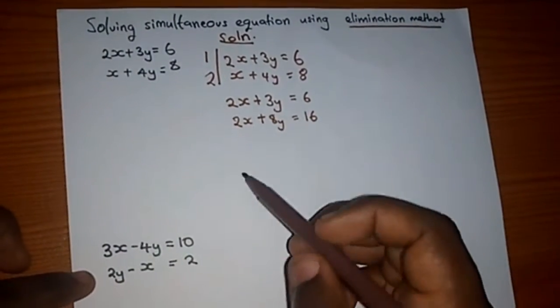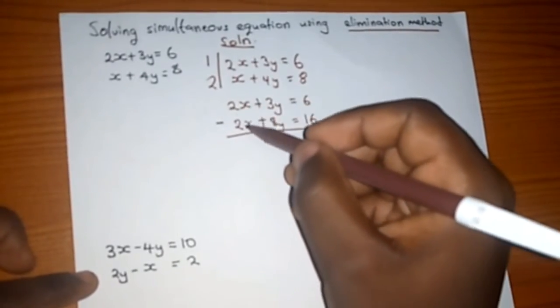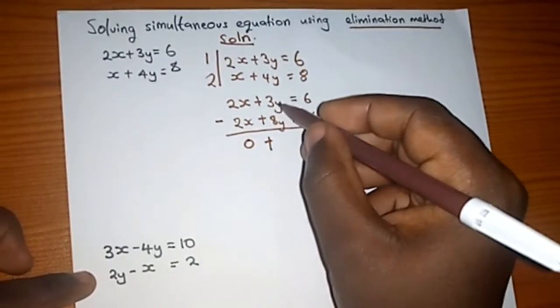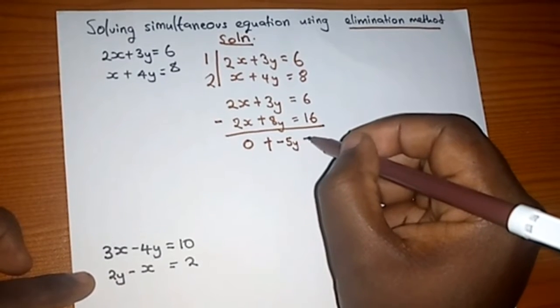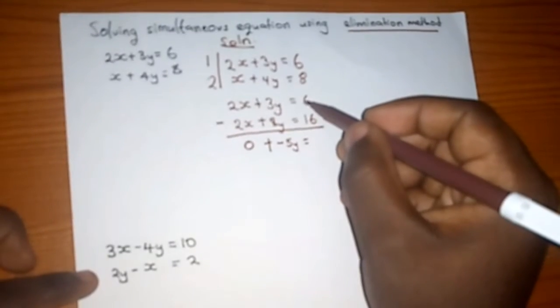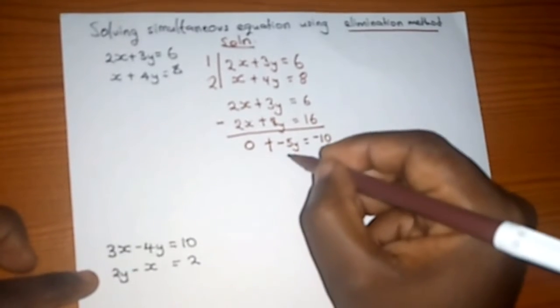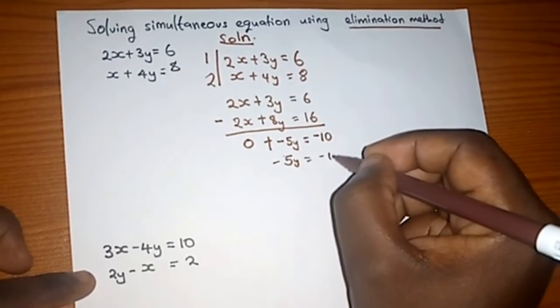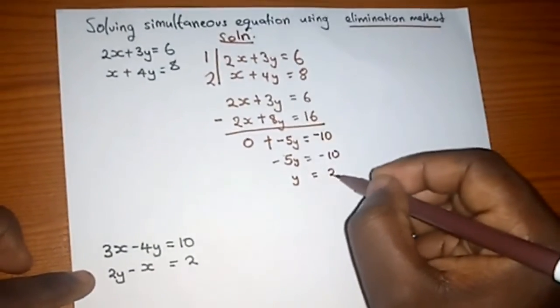So after that, I just subtract these two equations. 2x minus 2x, I get 0, plus 3y minus 8y, I get negative 5y, equals 6 minus 16, I get minus 10. So minus 5y equals minus 10, so my value of y equals 2.